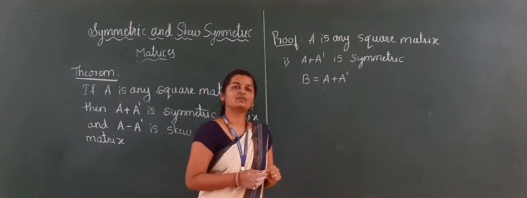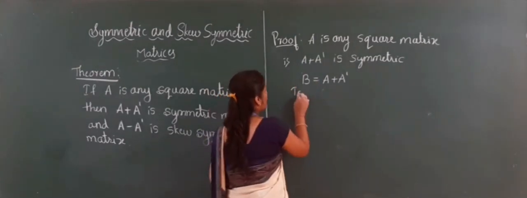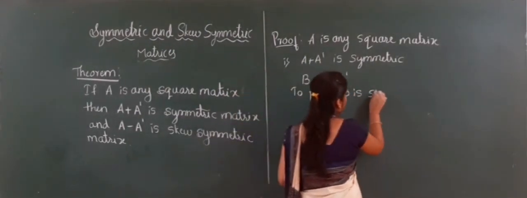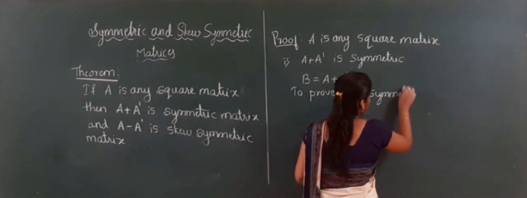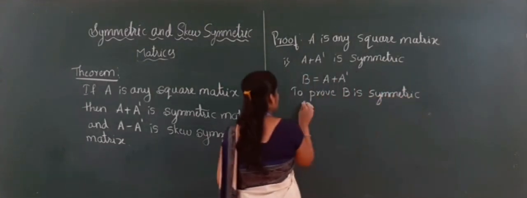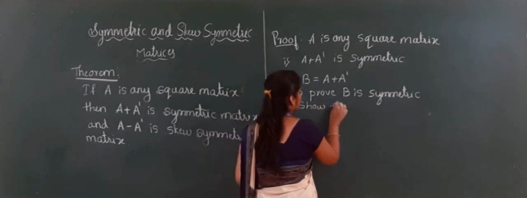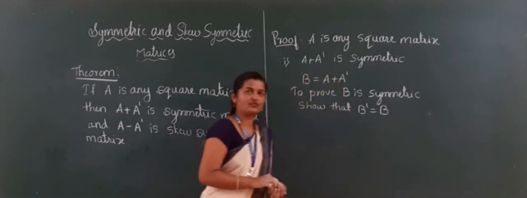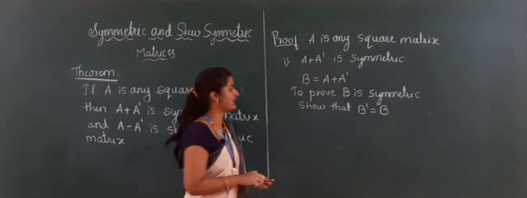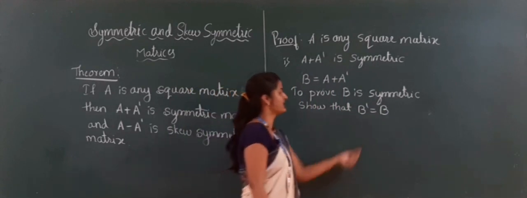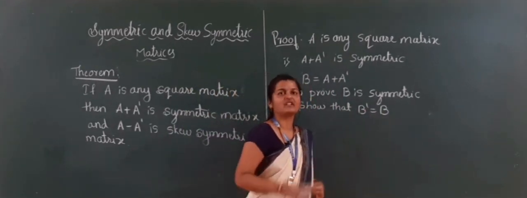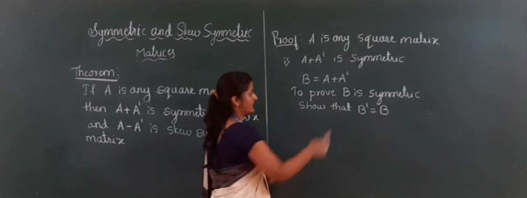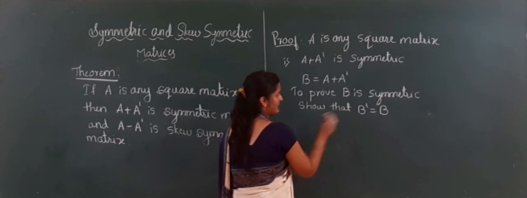So, what is the condition for B to be symmetric? To prove B is symmetric, show that B dash is equal to B. If you want to prove that any matrix is symmetric, the necessary and sufficient condition is that B dash is equal to B. If the transpose of a matrix is equal to the same matrix, then the given matrix is a symmetric matrix. So, I will prove that B dash equals B.